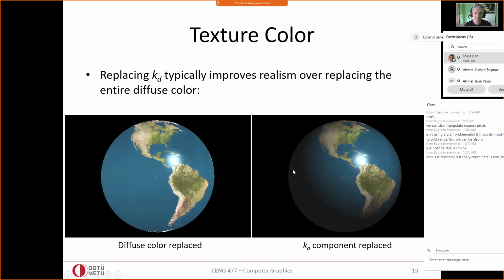All right, and here is the difference between these two. If you directly replace the diffuse color with your texture, it looks like this. As you can see, in all of the blue parts, the diffuse part, the lighting amount is exactly the same all over the sphere. But if the light is in this direction, you should get darker blue in these regions. So when you replace the KD reflectance coefficient, you get a much nicer looking sphere, which is texture mapped.